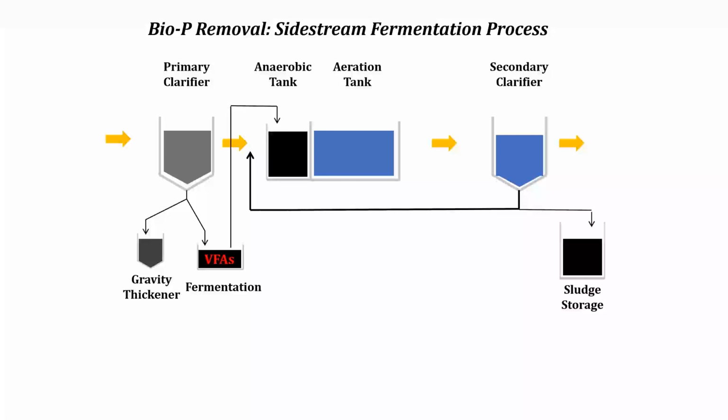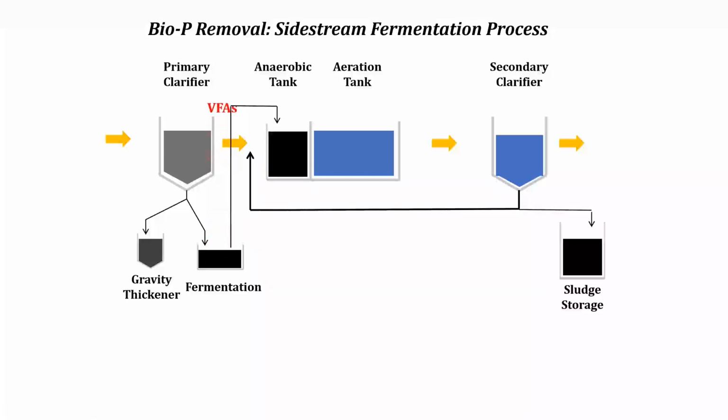VFA to P ratio. So they come up with a ratio and they feed that as soluble volatile fatty acids. They bring it into the anaerobic tank. And then those volatile fatty acids are going to feed and energize the PAOs, the phosphate accumulating organisms, the BioP bugs, the organisms that remove phosphorus. They're going to energize them.